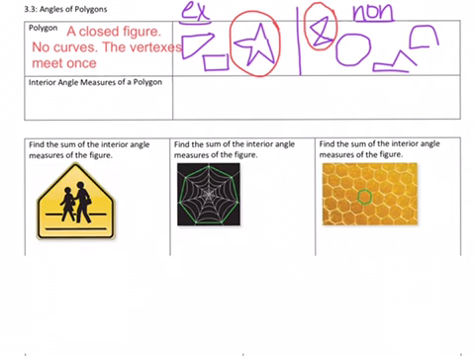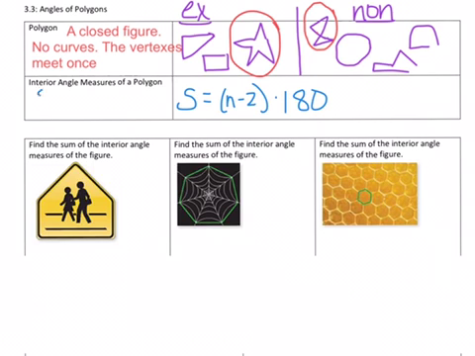Now, let's talk about the interior measures of a polygon. There's actually an equation that we're going to start working with, and in order to get the sum of the interior angles of a polygon, I'm going to write the equation and explain it. So we have S equals n minus 2 times 180. Let's talk about what each of these means.